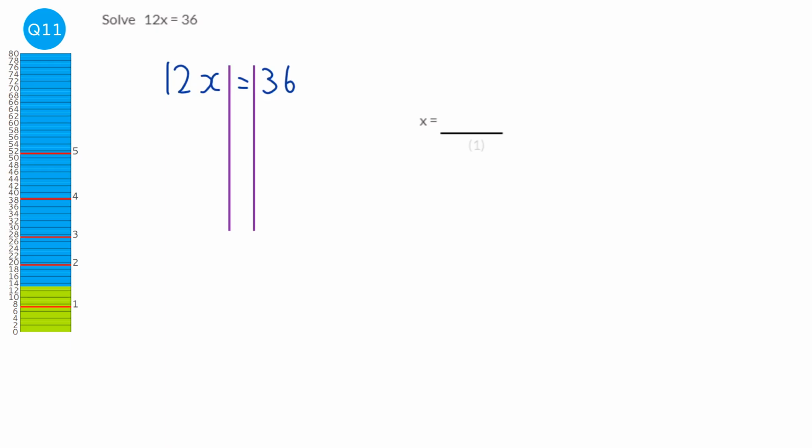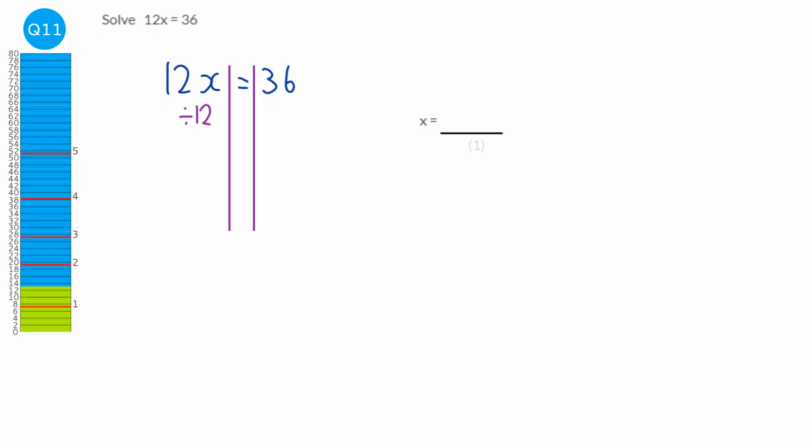Well, what's stopping x from being on its own? We've got this 12 here. Well, what's that 12 doing to the x? Well, it's timesing it by 12. So we need to do the opposite of that to get rid of it. What is the opposite of times 12? Divided by 12.